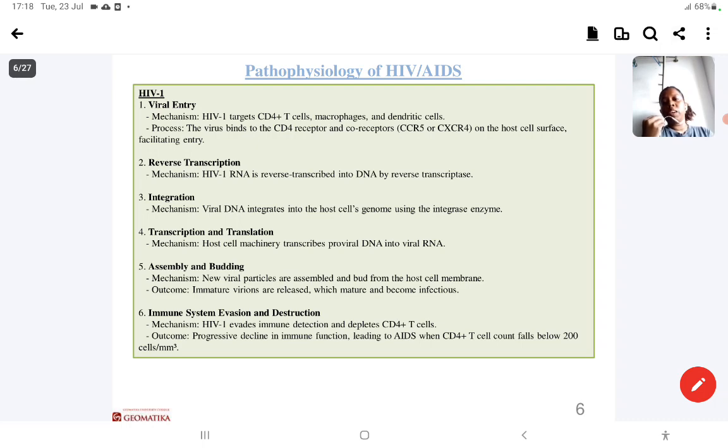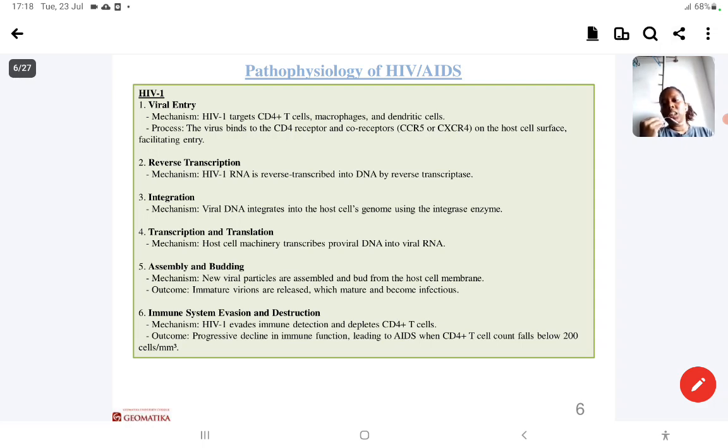The fifth step is assembly and budding. The mechanism is that new viral particles assemble and bud from the host cell membrane. The outcome is that immature viruses are released, which then mature and become infectious.